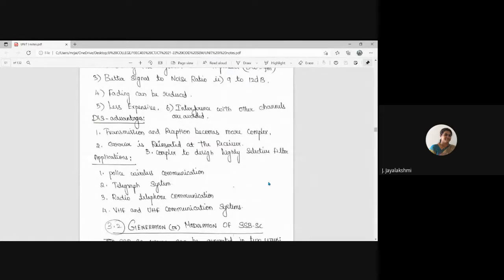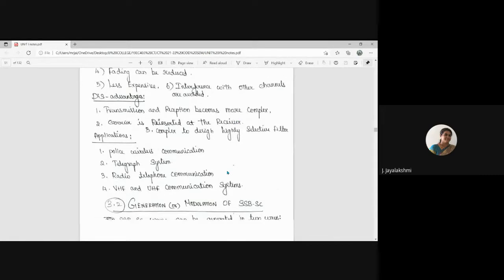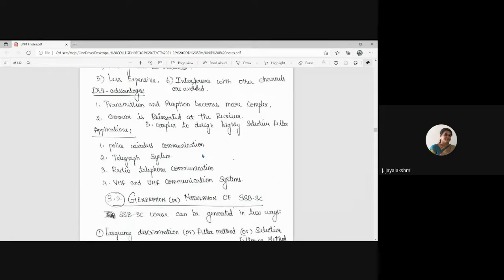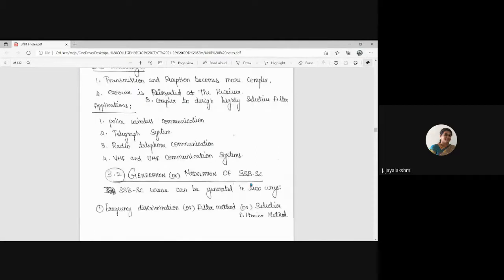And where we go for the application of this is going to be police wireless communications, telegraph systems, radio telephone communications systems, and your very high frequency and ultra high frequency communication systems. In these ranges of communication fields, we go for your single sideband suppressed carrier signals.